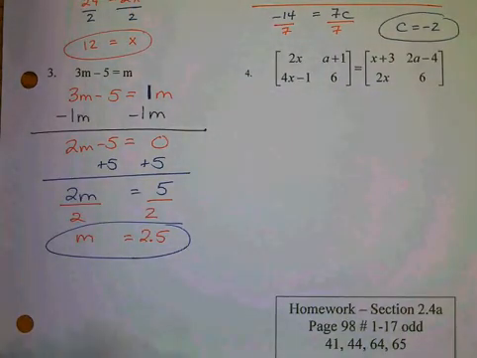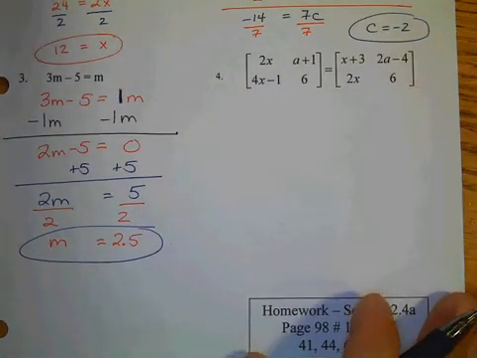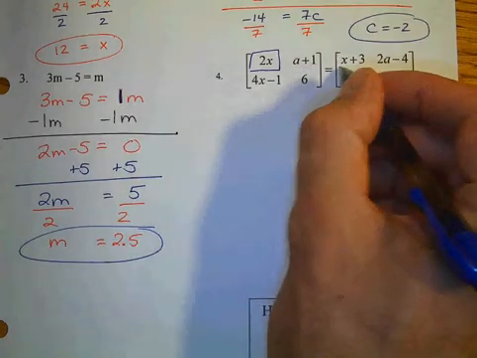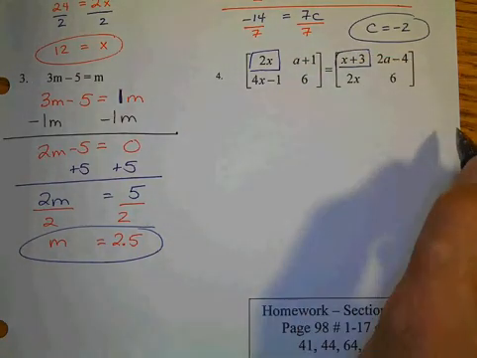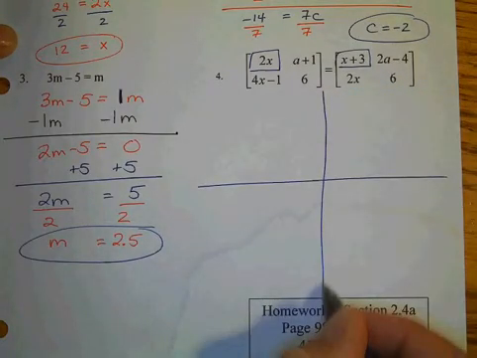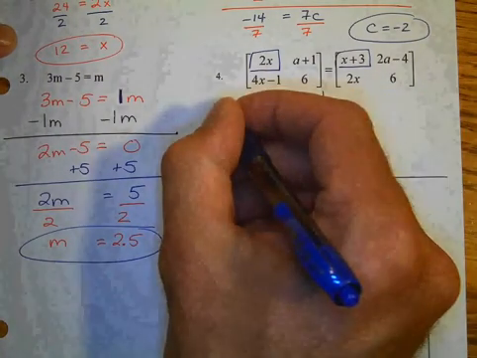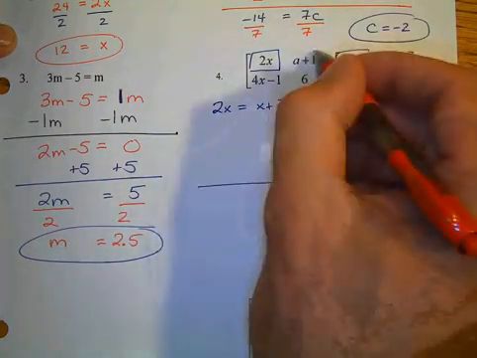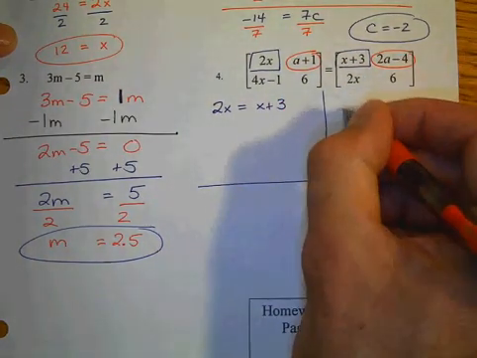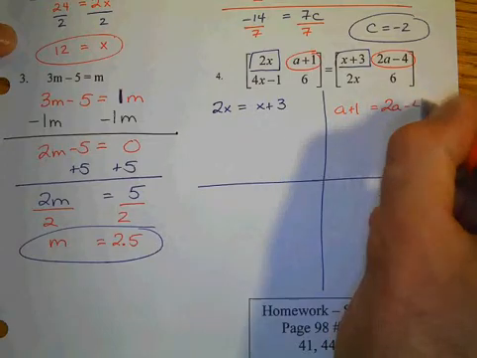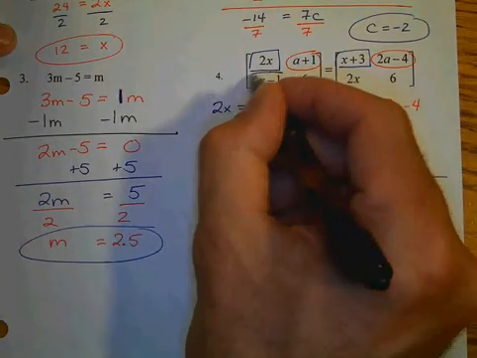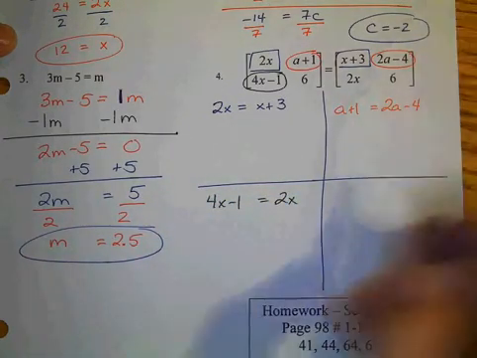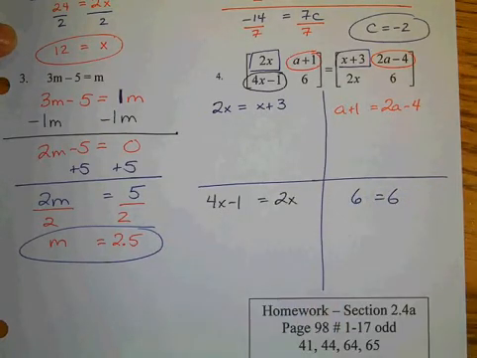Our last problem, as we look at it, is a matrix. Remembering that with a matrix, we have to make sure that each portion of the matrix lines up with the portion on the other side. So here I've boxed in the top left. I'm going to put a little big plus on my paper here, and we're going to work out each of our sections one by one. My first equation says 2x equals x plus 3. My second equation I'm going to circle in red. That means a plus 1 will equal 2a minus 4. My third equation I'm going to circle in black. That means 4x minus 1 equals 2x. And then finally, the remaining thing is 6 equals 6 from the bottom two corners.